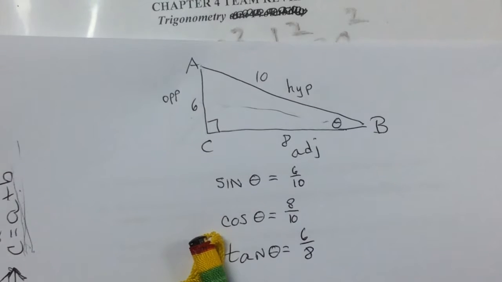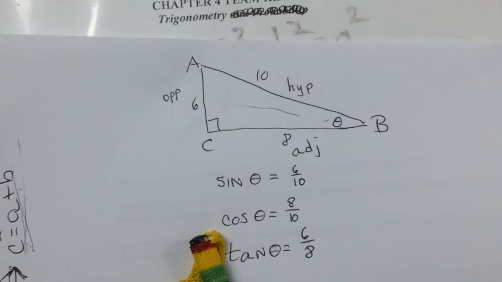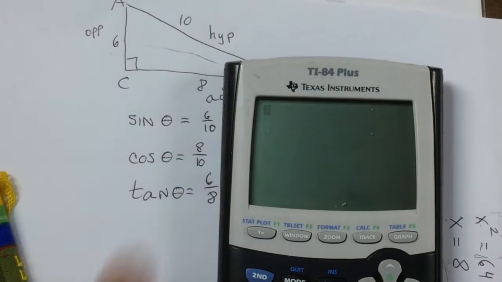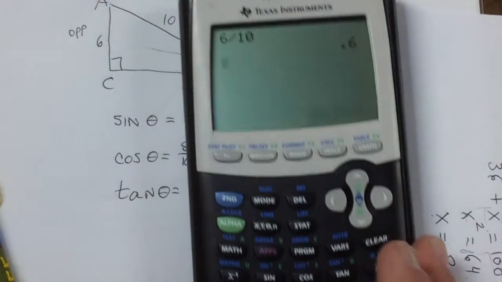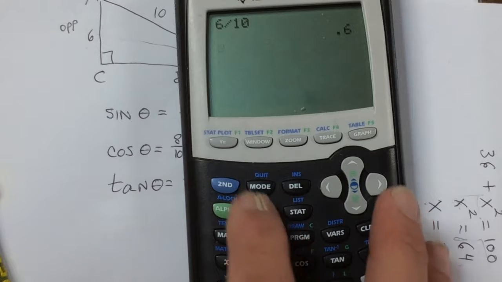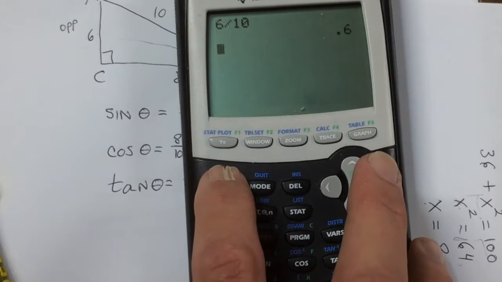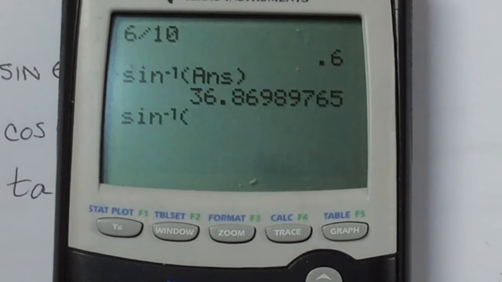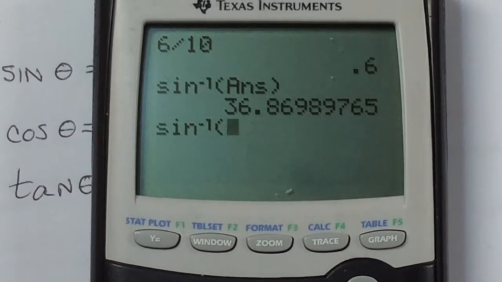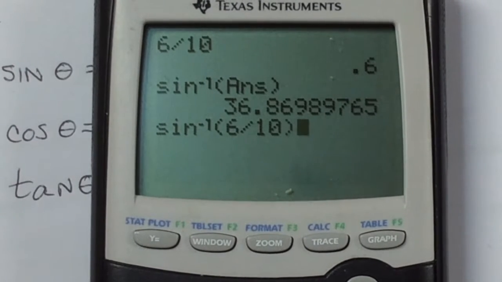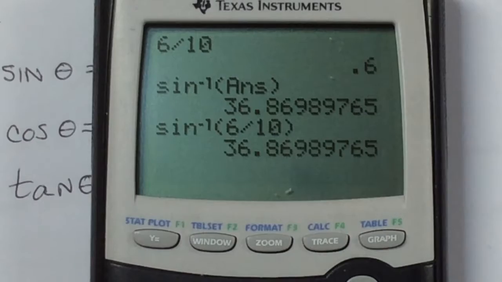And if you have a calculator that does this sort of thing, it's pretty straightforward how to go about it. Now here I've got 6 over 10. I want the inverse sine. I already know what the sine is, so I want to undo the sine to find out what the angle is. Let's say shift sine, and then in the parentheses put 6 divided by 10, close parentheses, enter.